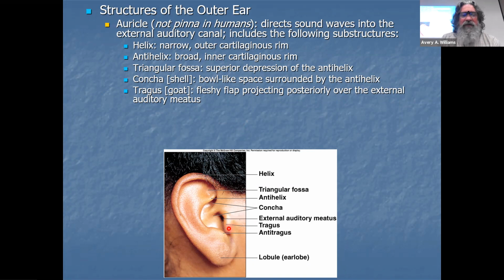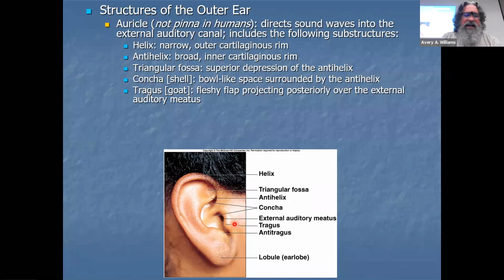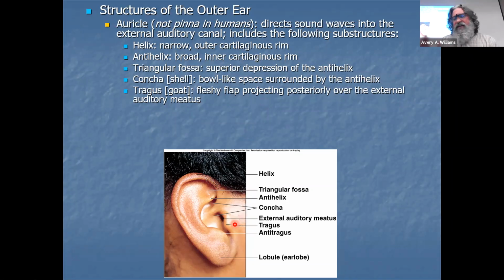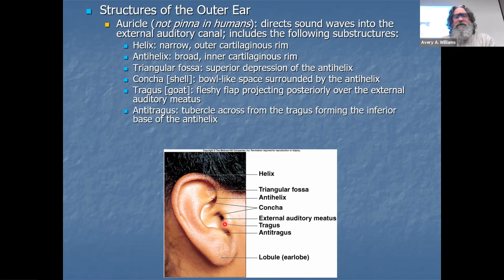But this structure right here, I define it as a flappy, fleshy flap projecting posteriorly over the external auditory meatus. In some mammals, it's more functional or significant than others. Ours just kind of sits there, doesn't really do anything, doesn't move. If you push on it, it'll close over your ear hole. Isn't that nice? So you have a tragus, your goat, and then across from it, an antitragus. The tubercle across from the tragus, forming the inferior base of the antihelix. So maybe here's your antihelix, you get your little bump right there.